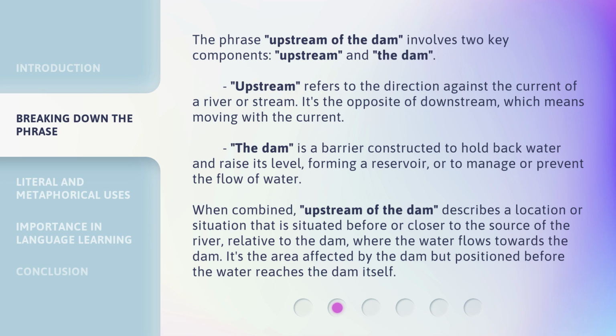When combined, upstream of the dam describes a location or situation that is situated before or closer to the source of the river, relative to the dam, where the water flows towards the dam. It's the area affected by the dam but positioned before the water reaches the dam itself.